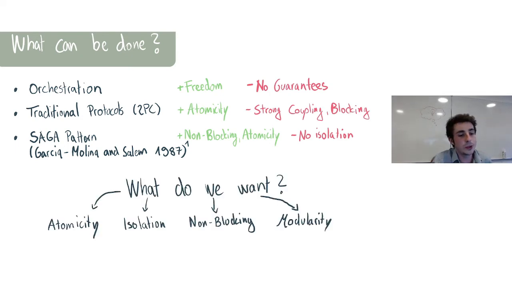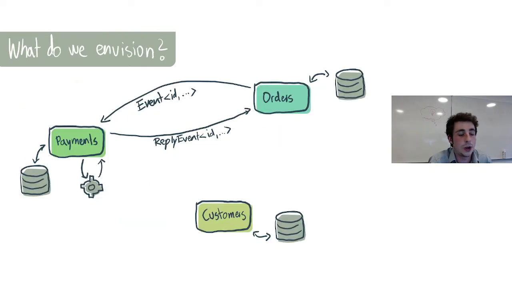And what are we ultimately looking for? We are looking for a methodology that gives us atomicity, provides isolation, is non-blocking, and preserves the modularity of the microservices. So let's look at what we envision to do.